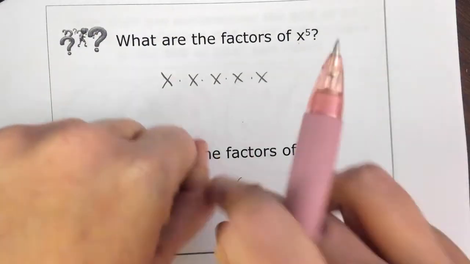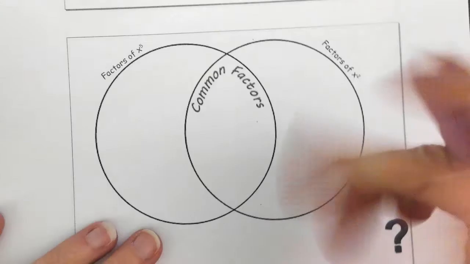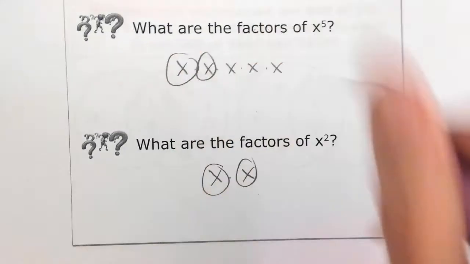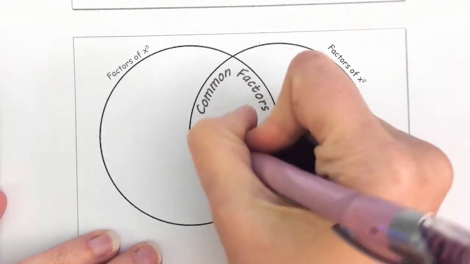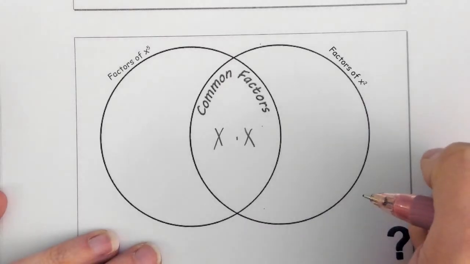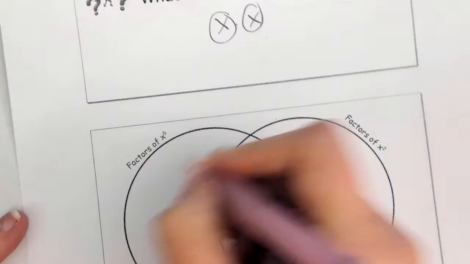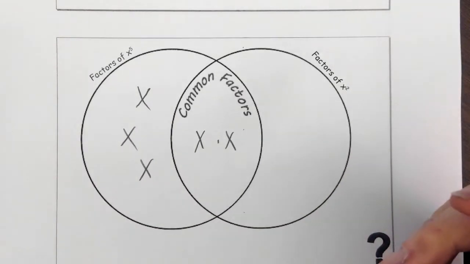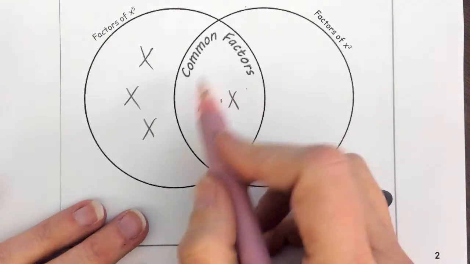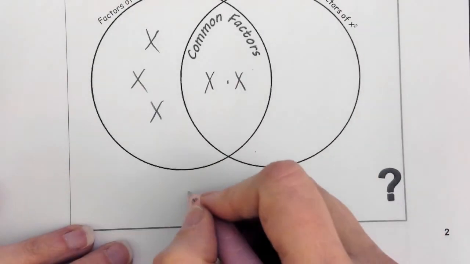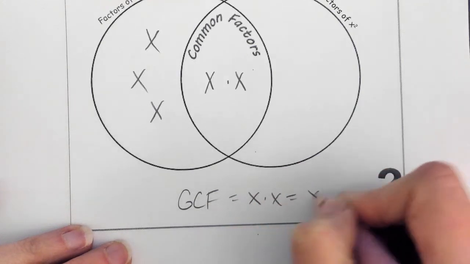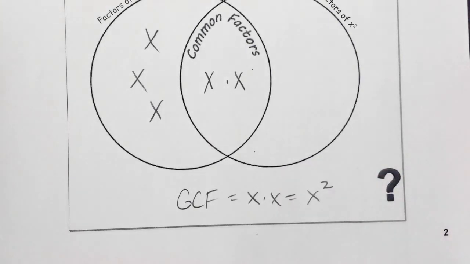Remember, base to the power? Remember that? Okay. So how many x's do they have in common? Well, they both have 2 x's. So over here I have an x and an x. Now x to the 5th also has 3 extra x's. X squared doesn't have any more factors. So what do they have in common? Well, their greatest common factor is x times x, which is x squared. They have an x squared in common.